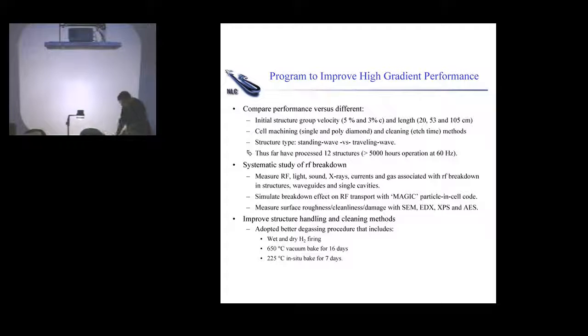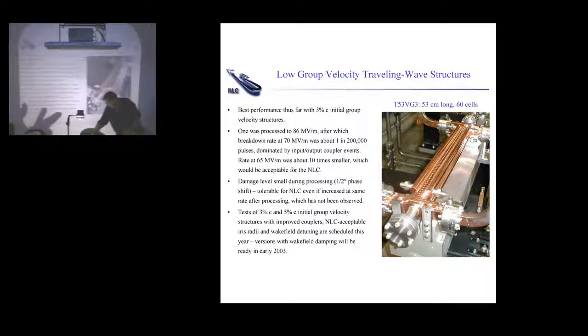And so just as a highlight, for these traveling wave structures, the best results we've gotten are with the ones with 3% initial group velocity at the front end, and at the back it's about 1.5. And in one case here, we run up to 86 MeV per meter, and then we drop.